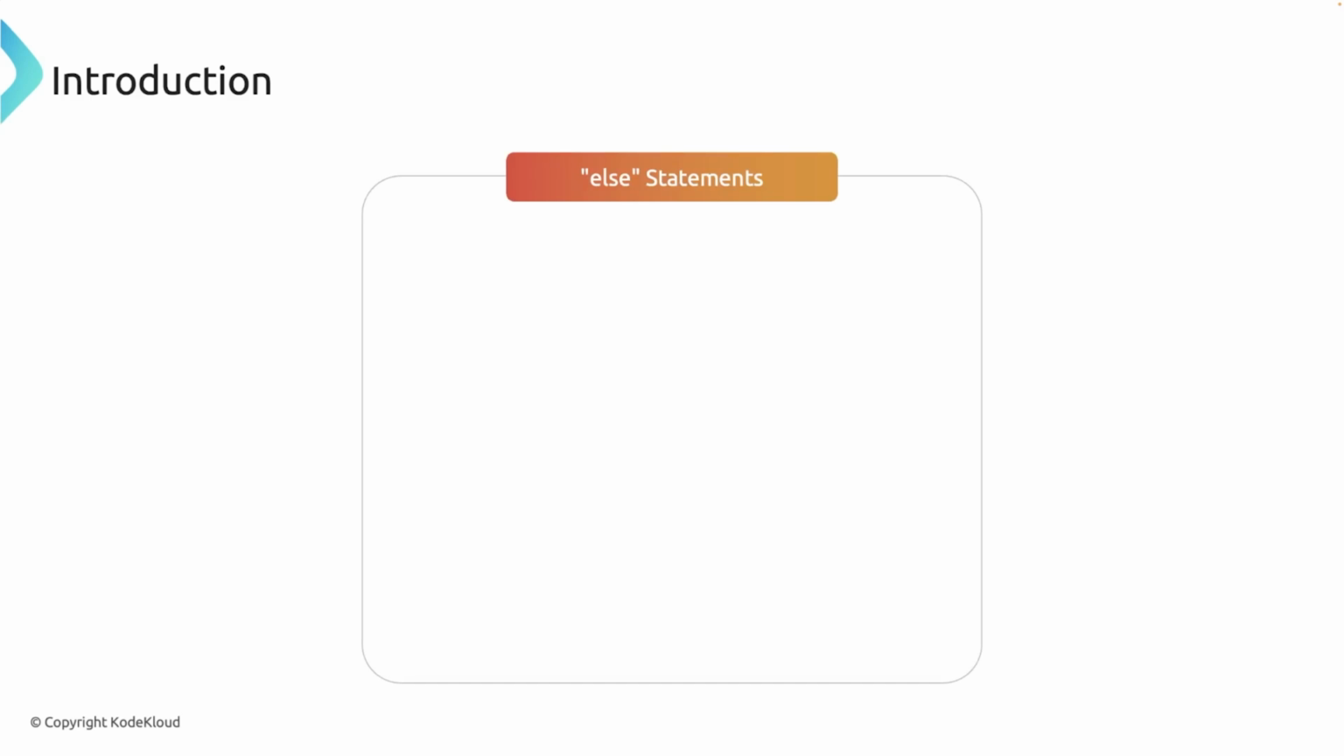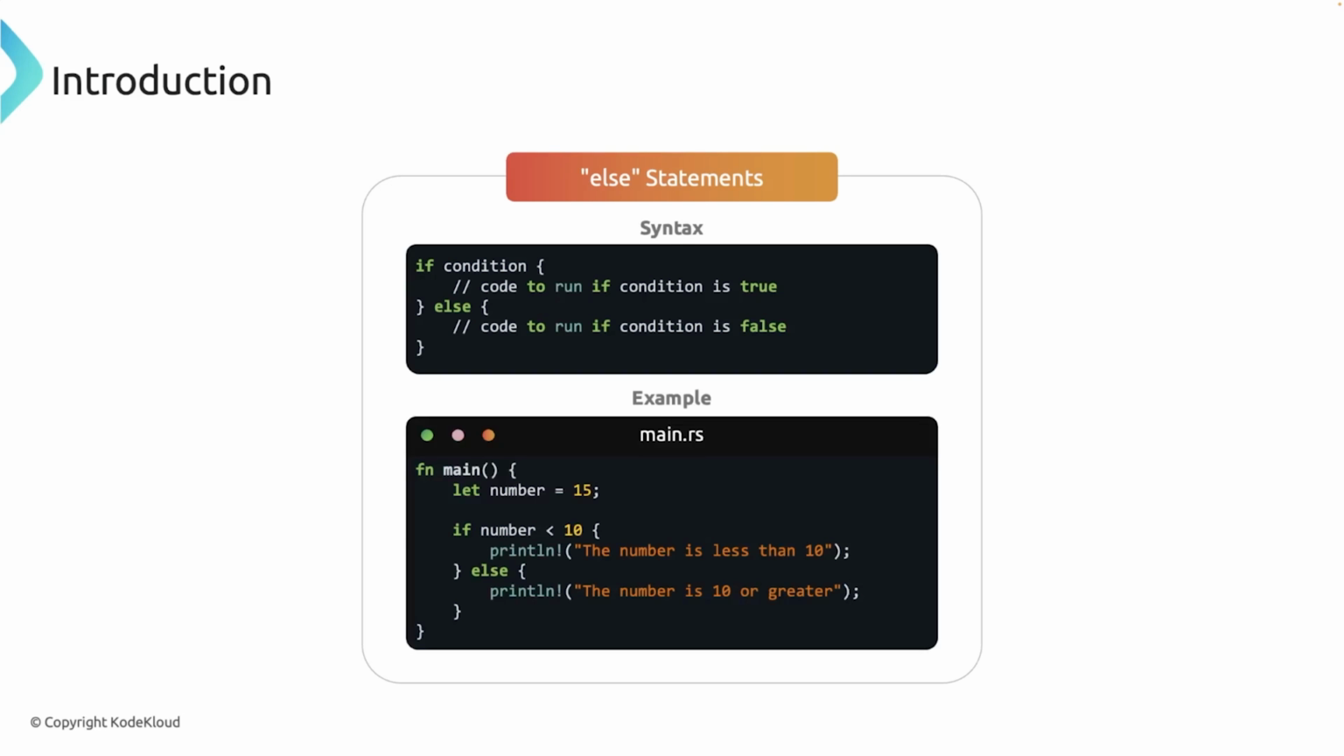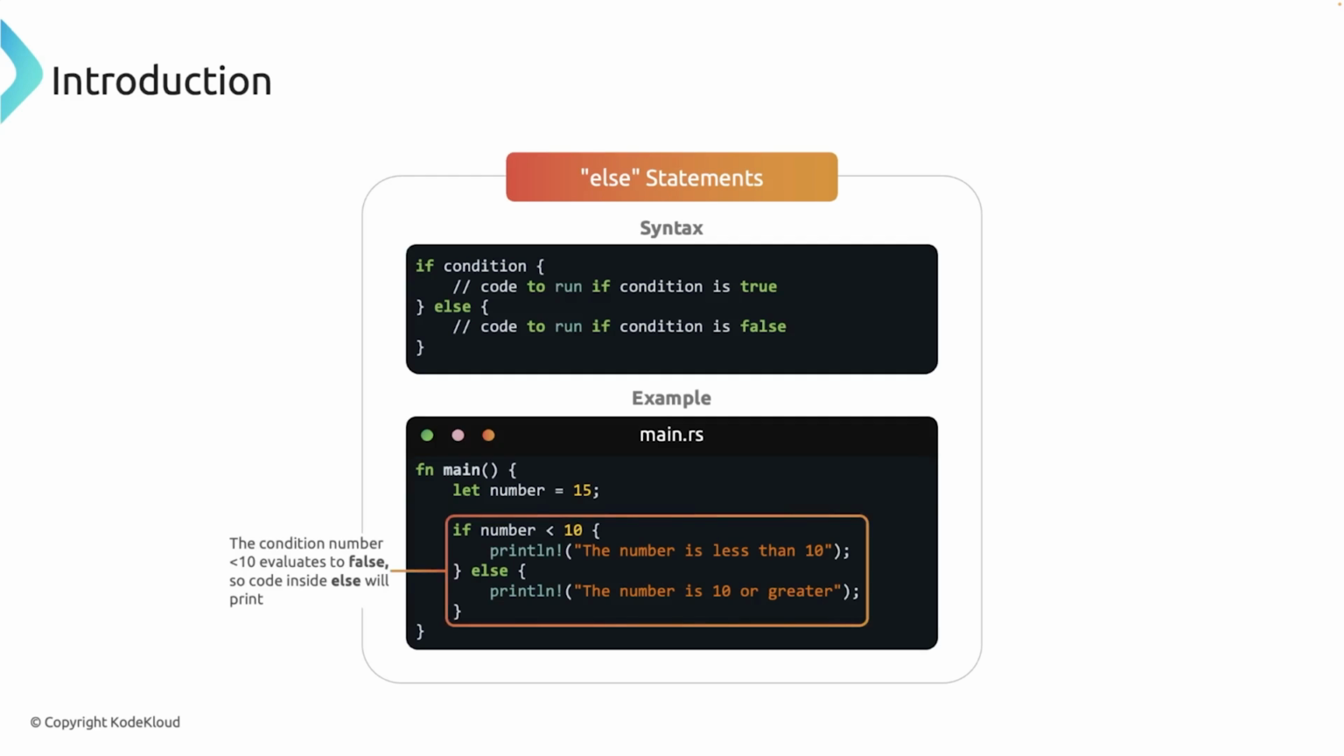Next, we have else statements. The else statement provides an alternative block of code to run if the condition in the if statement is false. If you look at this example, you have a number that's initialized to 15. We have a first condition that says that the number should be less than 10, and it's false because the number is 15. So the code inside the else block is going to run, and we're going to get our output that the number is 10 or greater.